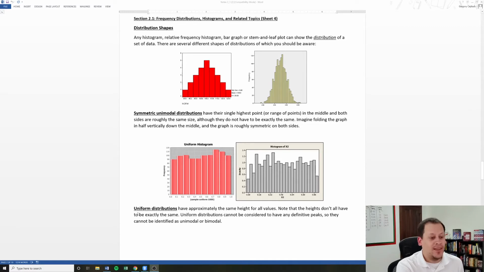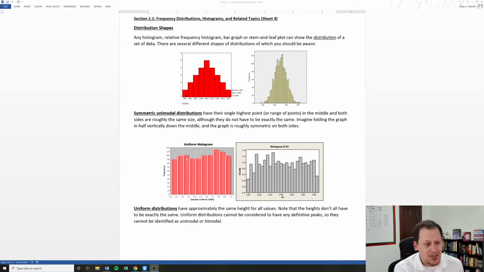Next is uniform. And so, like I mentioned earlier, uniform means all about the same. Now, a uniform distribution does not have to have all the bars in the histogram be exactly the same straight across. Again, that's never going to happen in real life. So, we would consider both of these graphs uniform. And that might seem a little strange at first because they're not all the same. But when we look at the general trend, we don't really see any peaks or any valleys. They're all roughly the same.